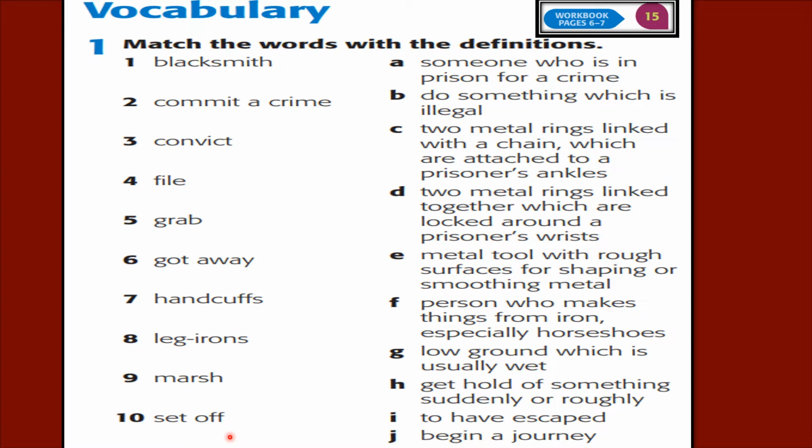Let's have a look at the definitions. A. Someone who is in prison for a crime.